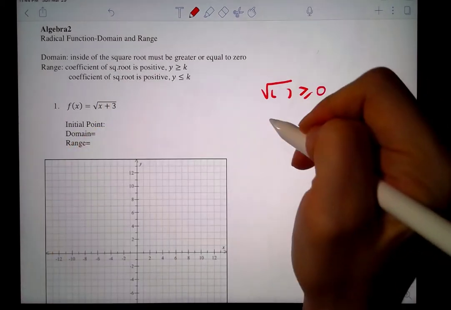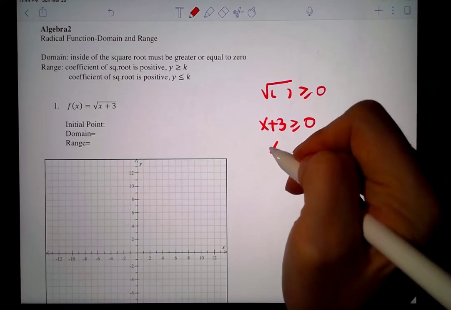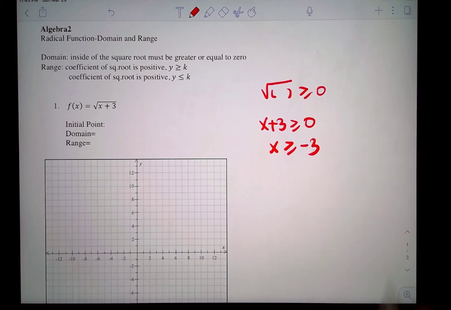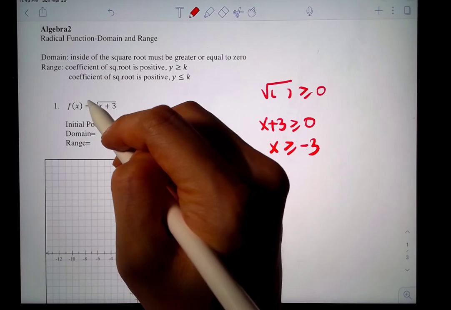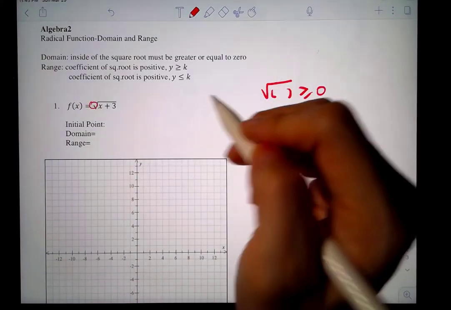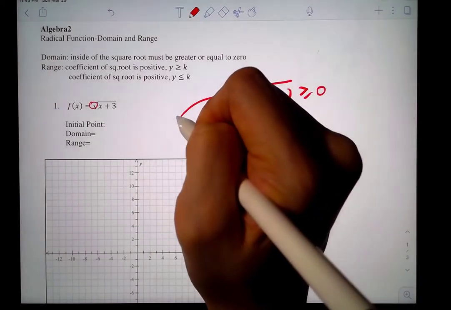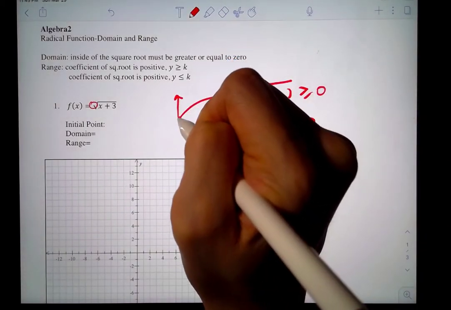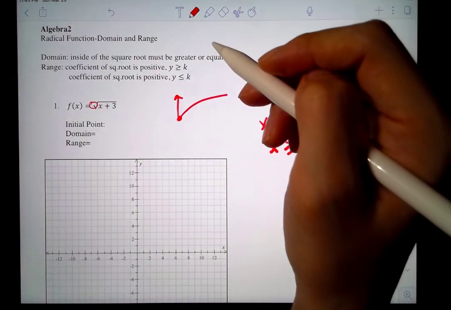So from here, take x plus 3 and make it greater than or equal to 0. Then you solve the inequality, and you get x is greater than or equal to negative 3, right? And your range depends on the graph shape. When the coefficient is positive, the graph looks like this, right? So your range will be greater than or equal to this initial y value, and everything is greater than or equal to that.